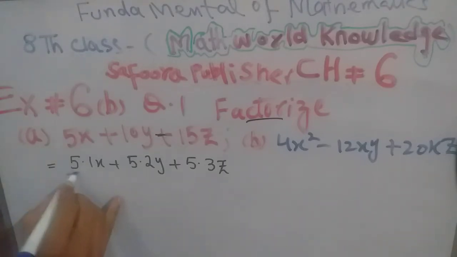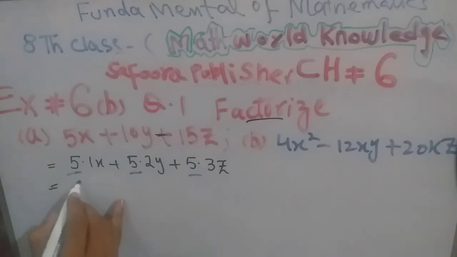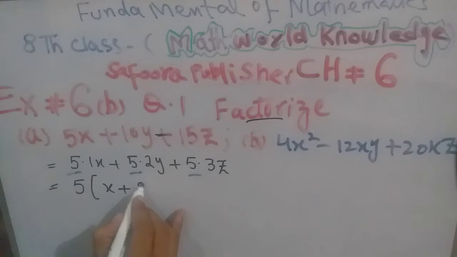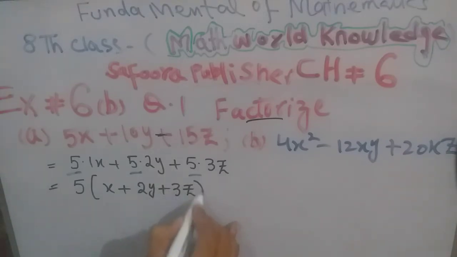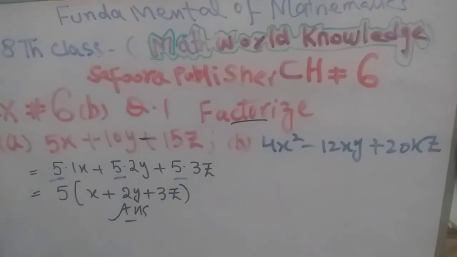So 5 is common in each term. Now taking 5 as the common factor, next we write x plus 2y plus 3z. This is the answer of this question. Very simple. Now you can start the next question.